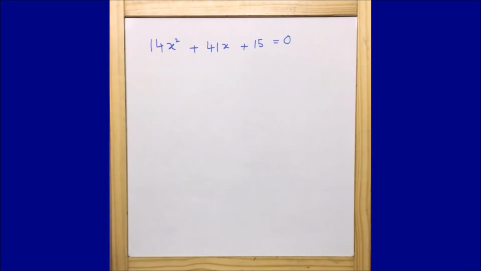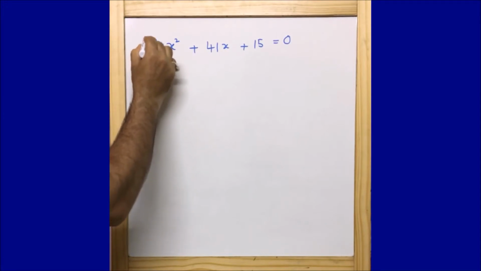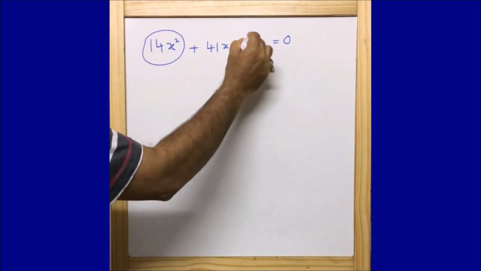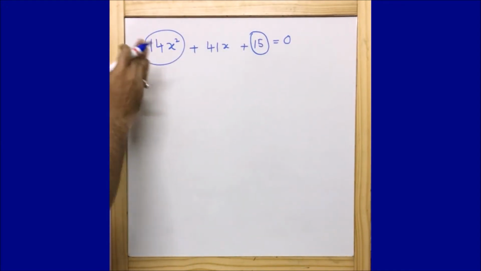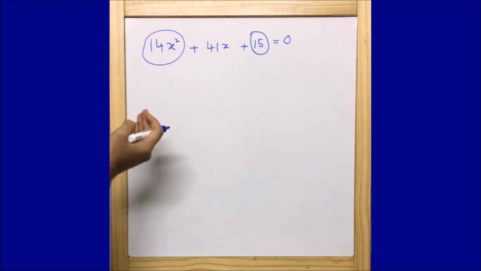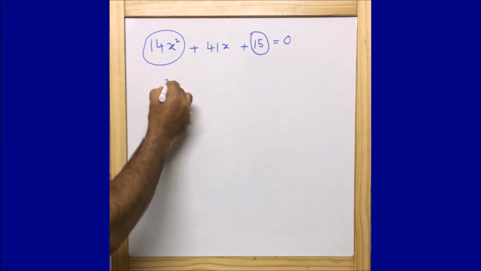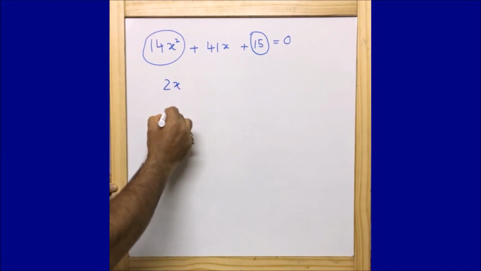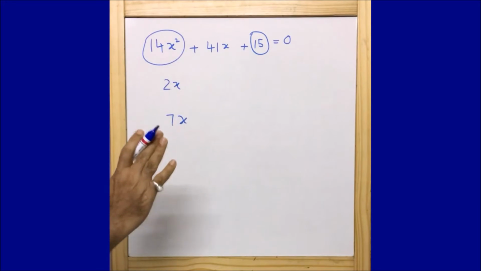Okay, now what I will write, this 14 we will focus on this one and we will focus on this one first. 14x square is a multiple of 2 into 7. 2 into 7 is 14 or 7 into 2 is 14. So I will write the lowest number on the top, like 2x into 7x is 14x square.